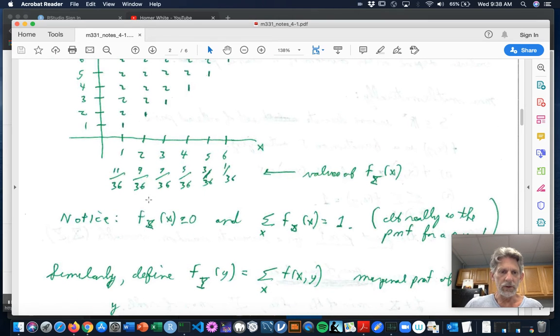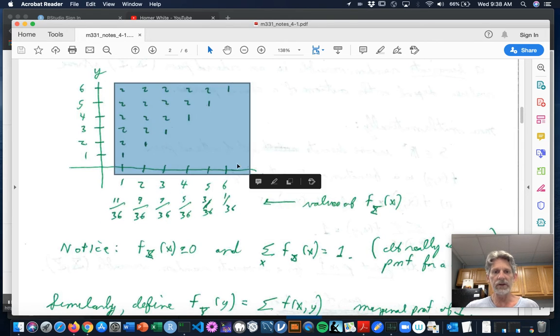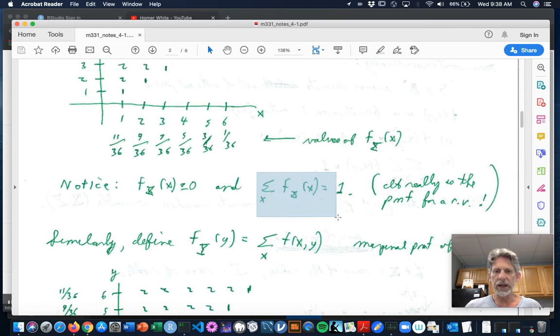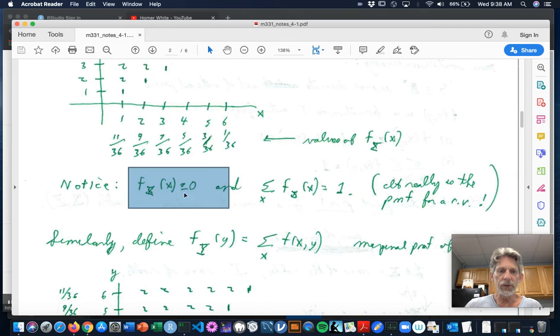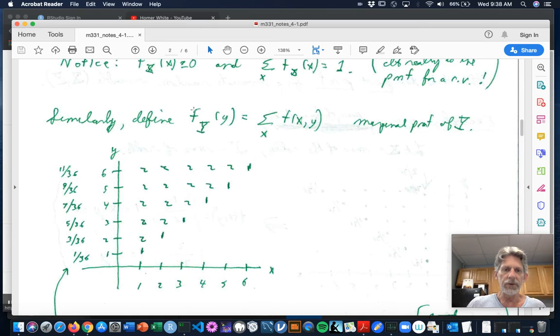And you'll notice that they're all non-negative. And also, if you add them all up, that would be the same as adding up over the entire sample space, which we already know is a 1. So the sum over all the x's of f sub capital X of little x has to be 1. So it does the two things that a function has to do to be a probability mass function for a random variable, okay?